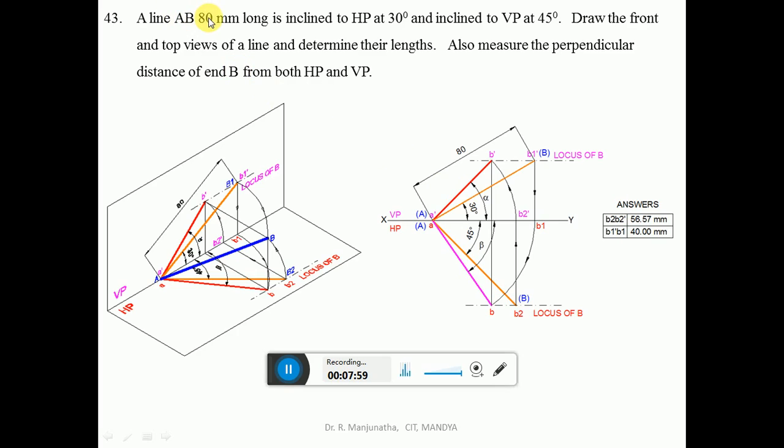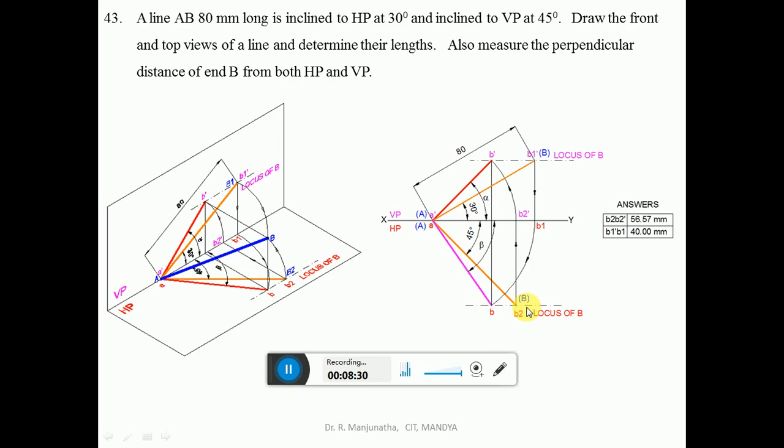Since the true length is the same in both HP and VP, using the compass you measure a distance of 80 mm. With A dash as center, cut an arc on this to get this point B1 dash. Similarly, with A as center, you cut an arc on this 45 degree line to get this point B2. Then join A dash B1 dash a little bit thicker than the projector line. Similarly, A to B2, a little bit thicker than the projector line.